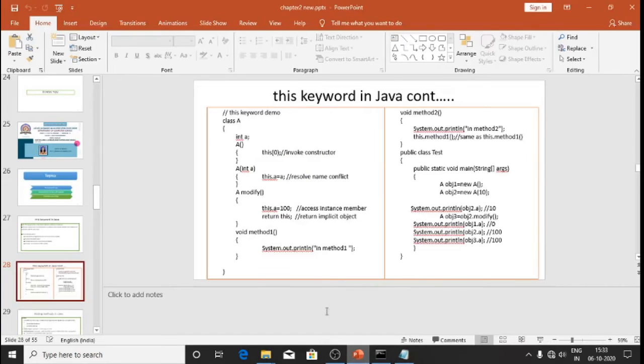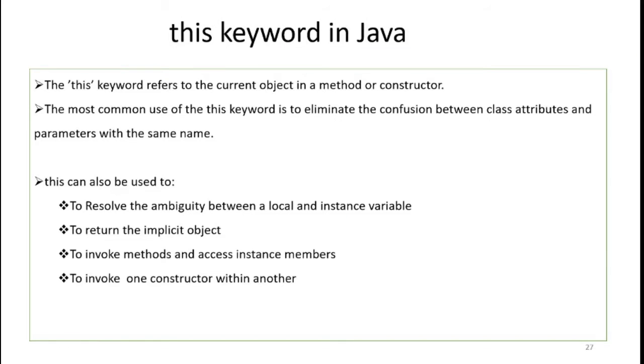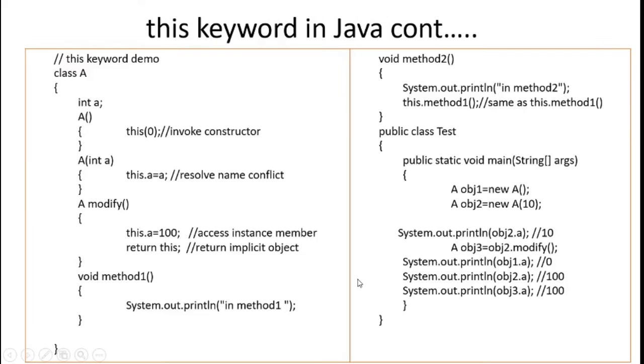So I hope you have understood the concept of this keyword. What are the four purposes of this keyword? To resolve the ambiguity between local and instance variable, to return the implicit object, to invoke methods and access instance members, and to invoke one constructor within another. So here we have invoked the constructor, then we have resolved the name conflict, then returned the object using this keyword, and we are calling another method in method 2 using this keyword.